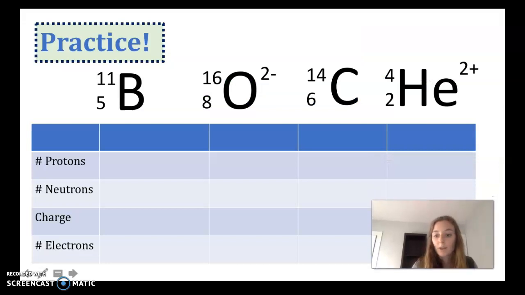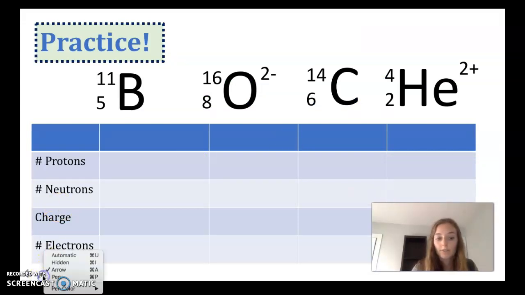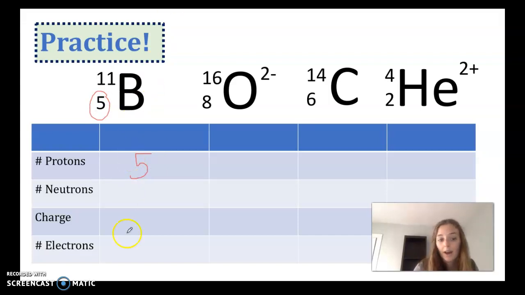So I'm going to give you guys some time to practice. So I'll do this first one for you once again. So our number of protons here is 5. And then I kind of like waiting until the end to do my number of neutrons, so I might go back to that. But since there is nothing there, the charge is 0. And since we don't have a charge, the number of electrons and protons are the same, so it is 5. And then my neutrons would be 11 minus 5, because 11 is my mass number, so it is 6 neutrons.